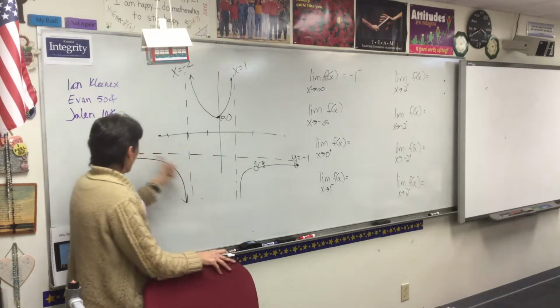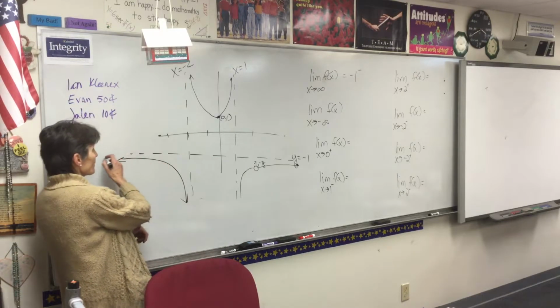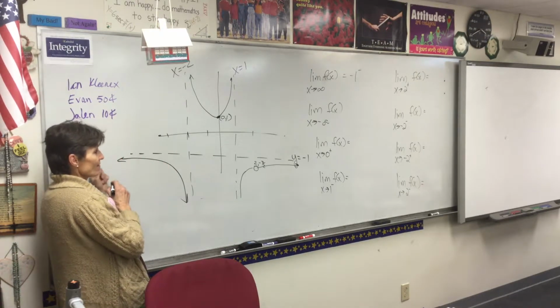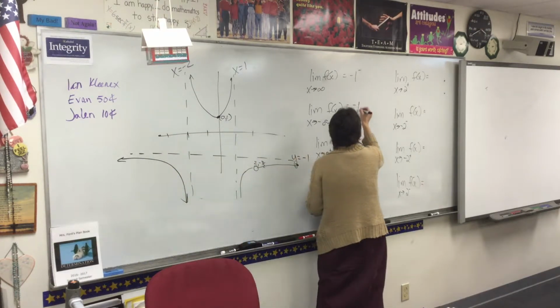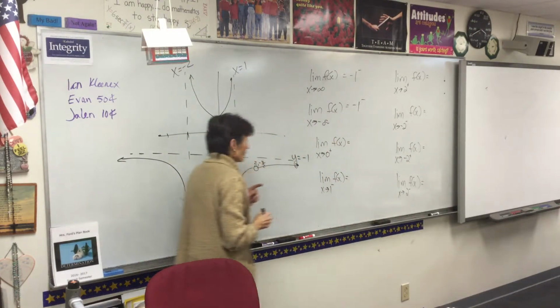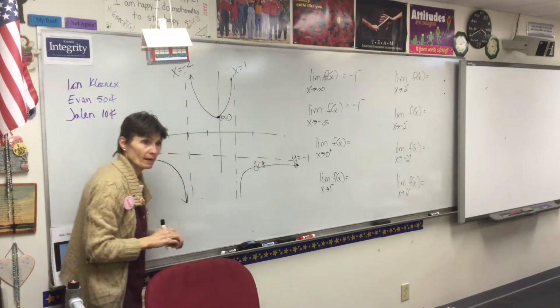So what's happening off the page as you go out, what is happening to your y values? Approaching -1 from the bottom, from the bottom again. Okay, right? Both of these are approaching from the bottom.